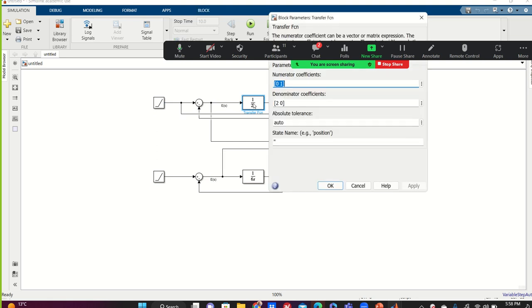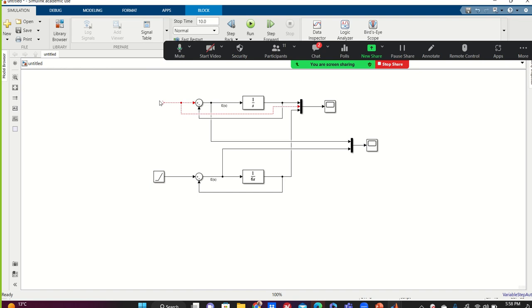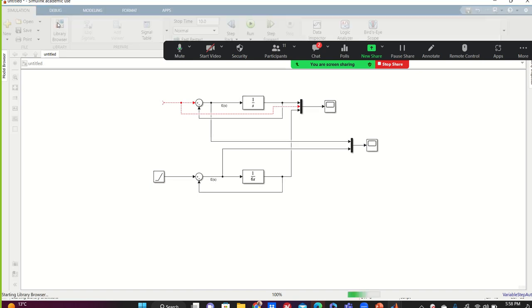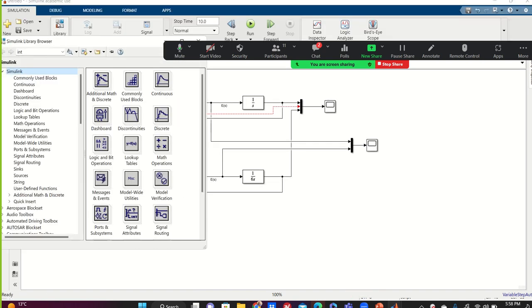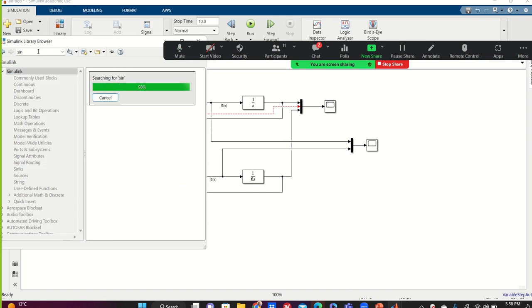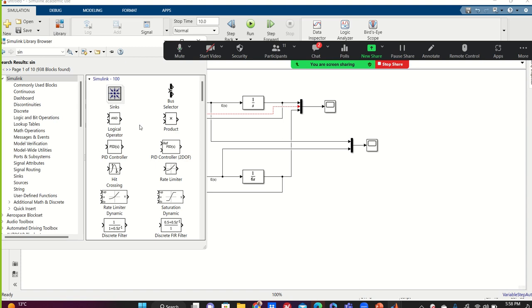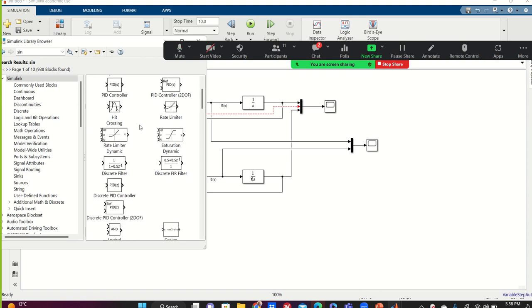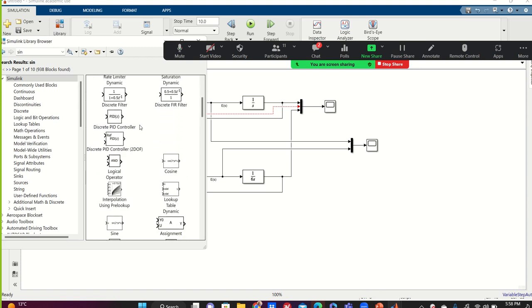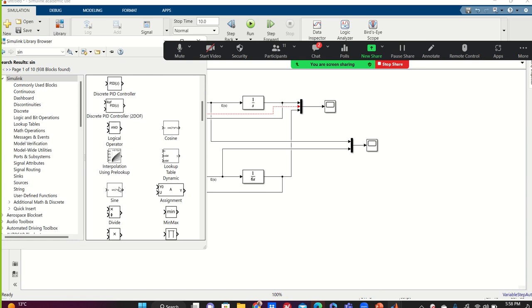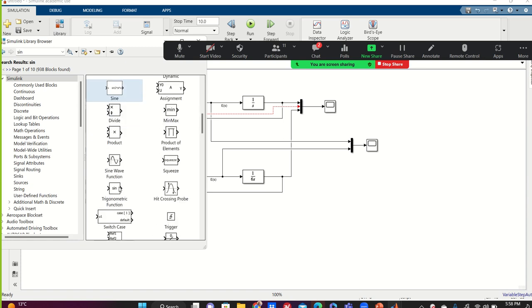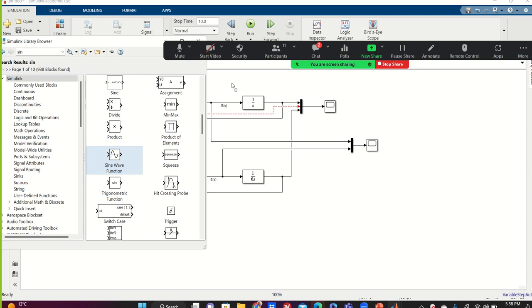First I'm going to change the time constant to 1, because it's the first order system. We have to put the open loop transfer function in Simulink, remember. But here I have to remove the ramp input and put what? You tell me. Sine? Yeah, exactly. Sine wave. Here we go.